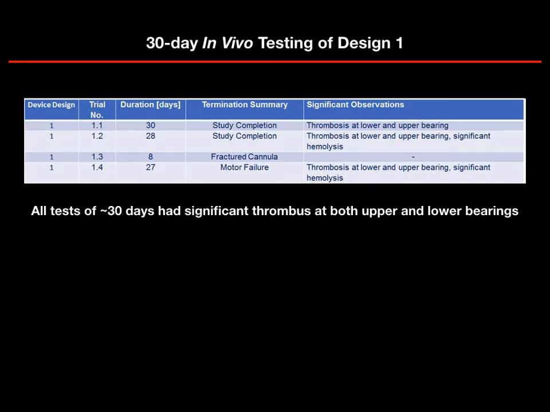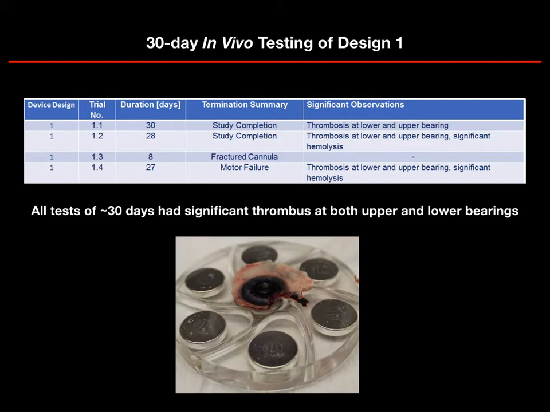The initial design of the device did have a persistent problem. In particular, for Design 1, 3 of the 4 trials had significant thrombus at both the upper and lower bearings. This image shows a typical thrombus located at the lower bearing. Notice its large size, and the blackness of it indicates frictional heating damage.